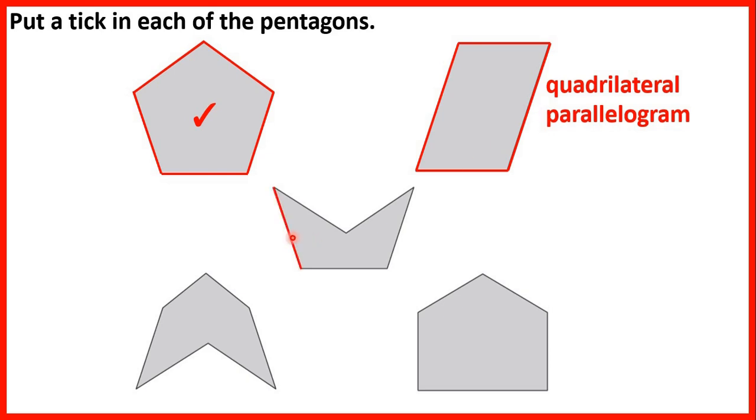Now here we have 1, 2, 3, 4, 5 sides, so that's a pentagon. Here we have 1, 2, 3, 4, 5, 6 sides. So that doesn't have 5 sides. This shape here has 6 sides, and we call a shape with 6 sides a hexagon. And here we have 1, 2, 3, 4, 5 sides, so that's another pentagon.